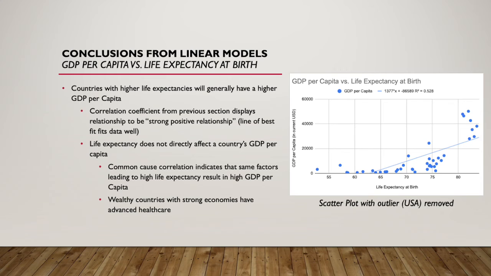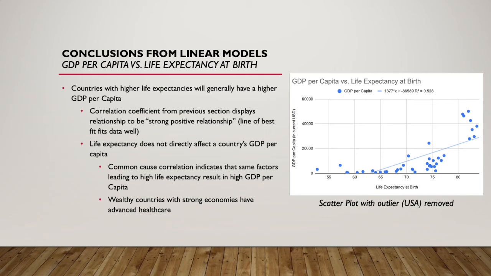The line of best fit in the scatter plot showing the relationship of GDP per capita in current US dollars versus life expectancy at birth with outlier values removed shows that countries with higher life expectancies generally have higher GDP per capita values. This is further corroborated by the work done in Section 4. The correlation coefficient shows that the relationship between the two variables is a strong positive relationship, meaning that the line of best fit fits the data pretty well.